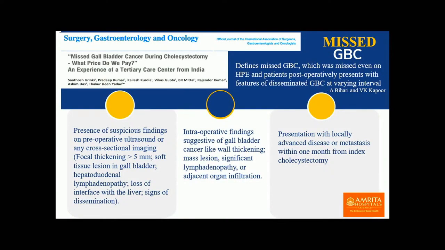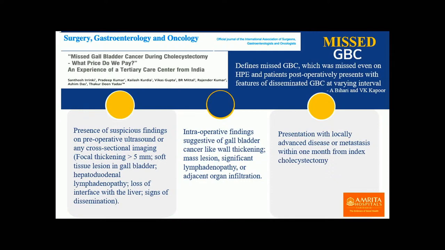Another terminology is missed gallbladder cancer. This was described in a recent paper from the PGI Chandigarh group as having either a preoperative suspicious finding, an intraoperative suspicious finding, or a finding which was missed even on postoperative histopathology, and the patient presents within 1 month with some distant metastasis. Dr. Bihari and Dr.